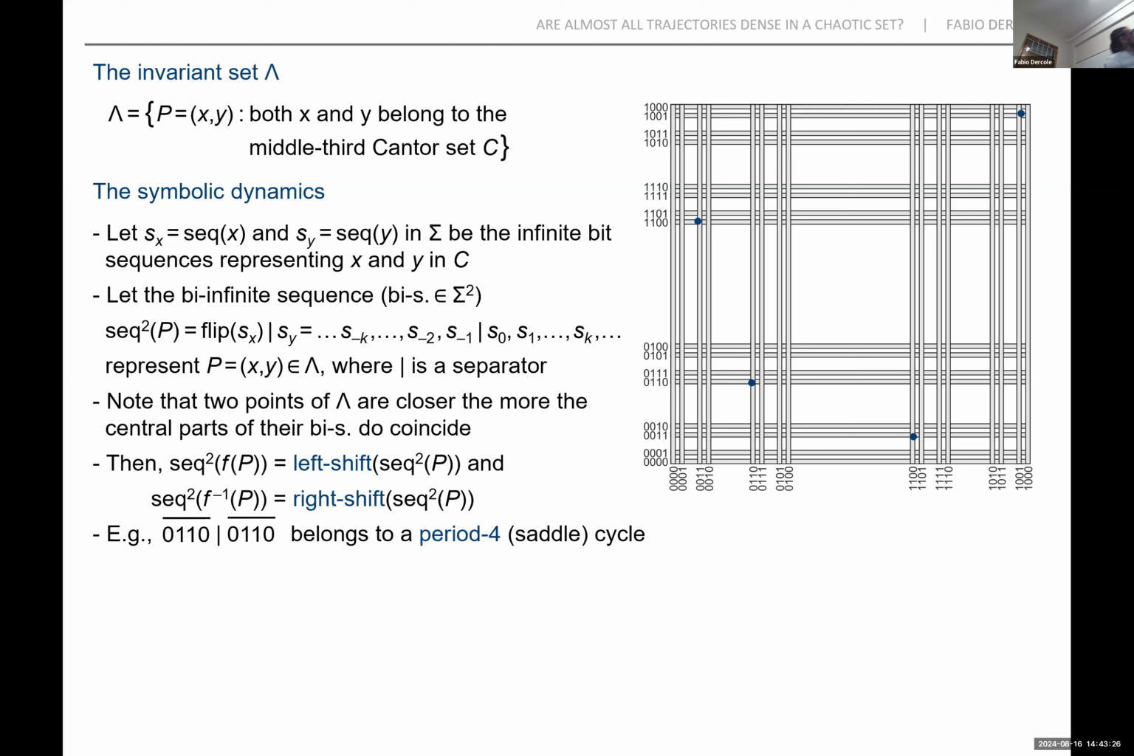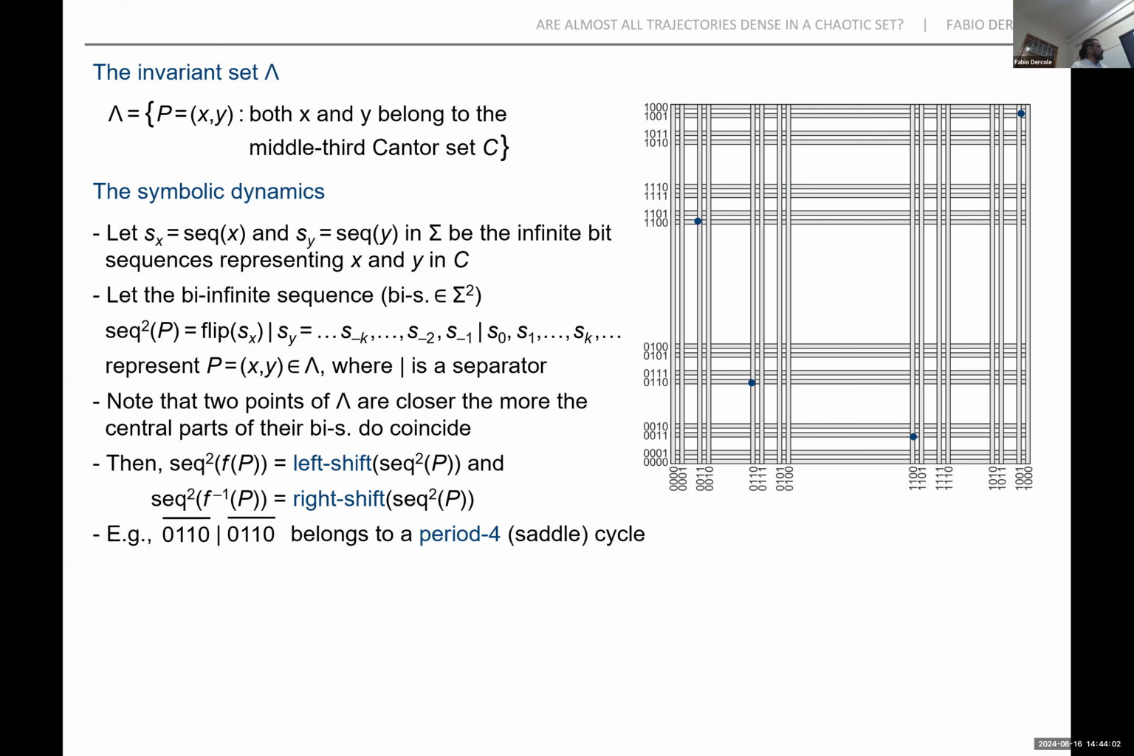And indeed, these are the 4 points represented by this sequence, shifted positions. Once you shift 4 times, you are back. And this is a cycle. It's actually a saddle, because there is a multiplier, or diagonal of exponents, log of 1/3, which is negative, and log of 3, which is positive. So it has a stable manifold and an unstable manifold.